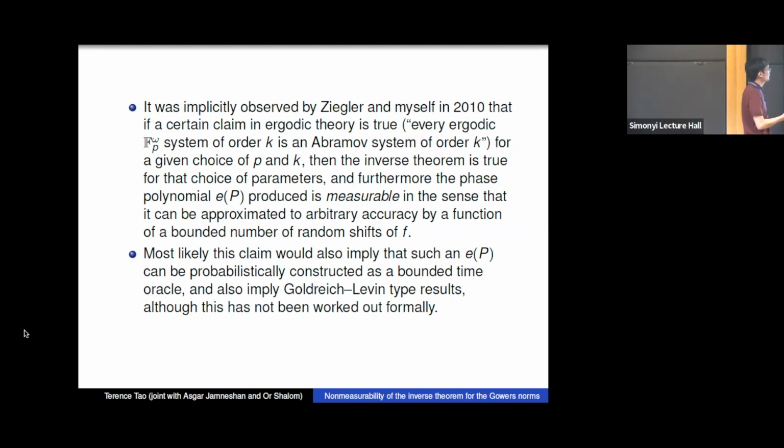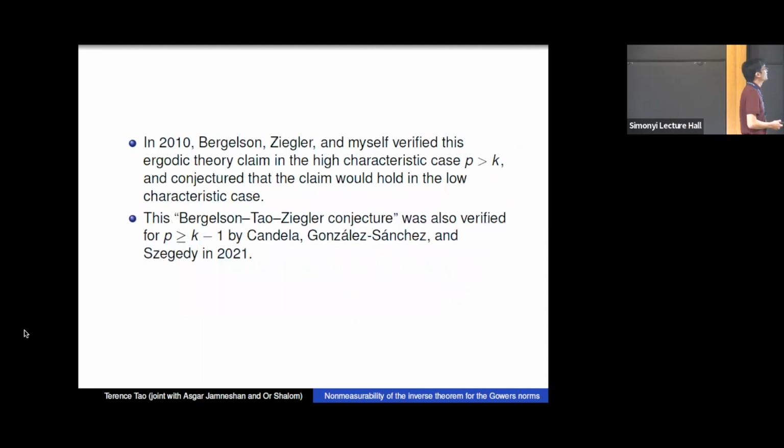Yeah, so there's some good statement in ergodic theory, which I don't want to formalize, which gives you everything you want. And it's true in some cases. Vitaly, Tammy, and I proved this good ergodic theory statement in high characteristic. As a consequence, we were able to prove this Gowers-Levin result in high characteristic, and we get this measurability, and we get this bounded time approximation, and so forth. And then it was extended a little bit: many years later, it was pushed down to a slightly less high characteristic.